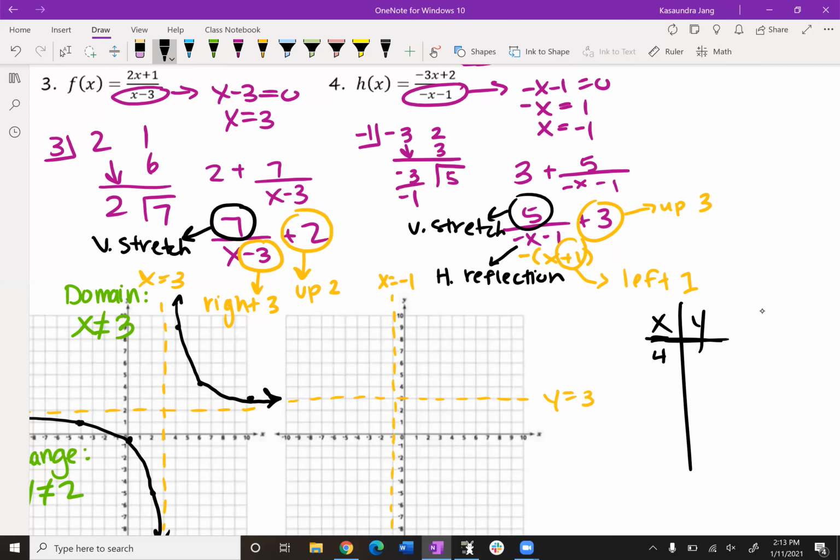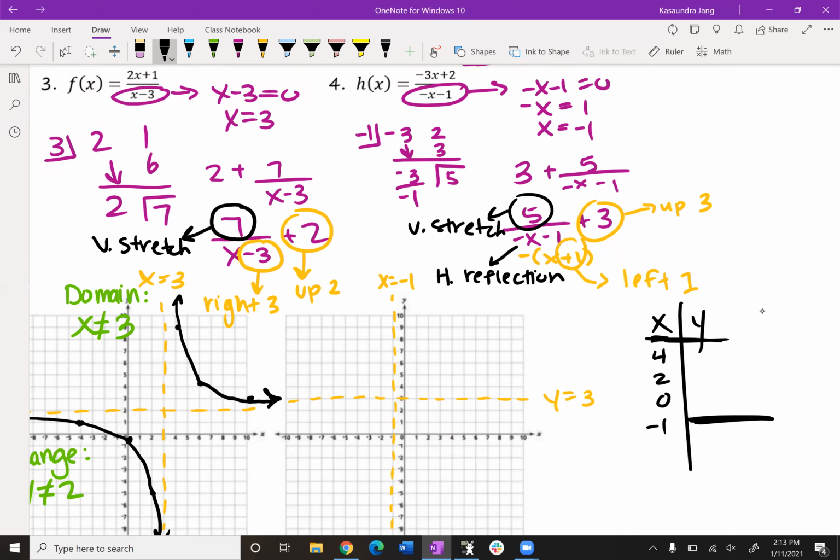But this 5, that's a prime number. That's going to be kind of a pain to plug numbers in for. The rest are not going to be all that pretty. Maybe I'll pick a 2 and a 0. 0, that'll work. The asymptote is at negative 1 though, so I'm not going to plug a negative 1 in.